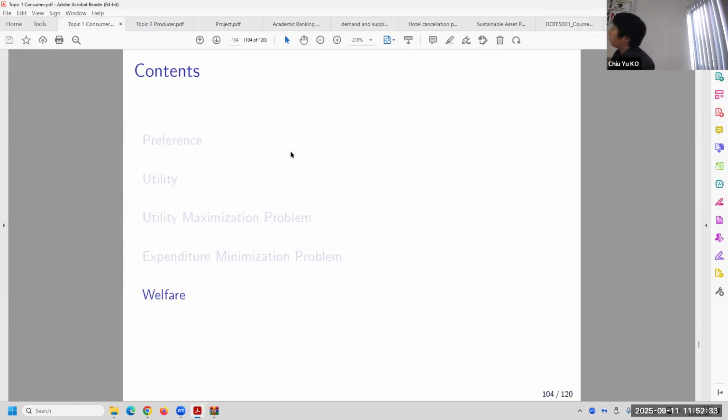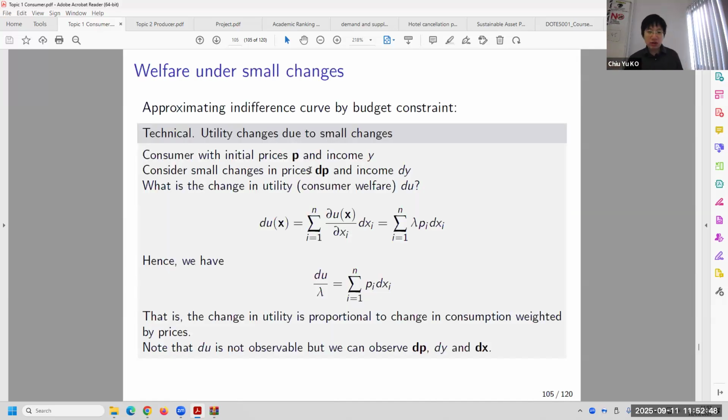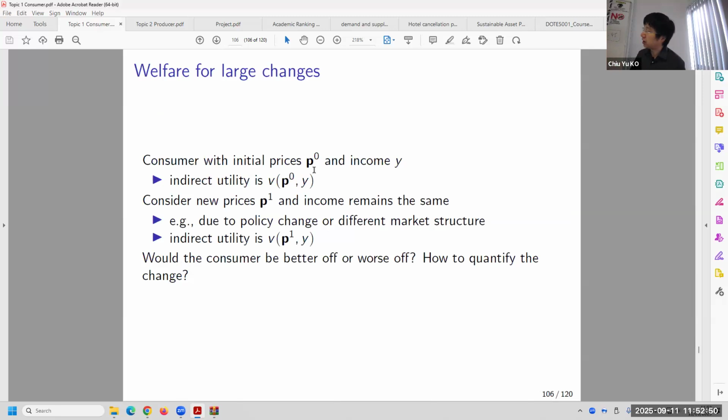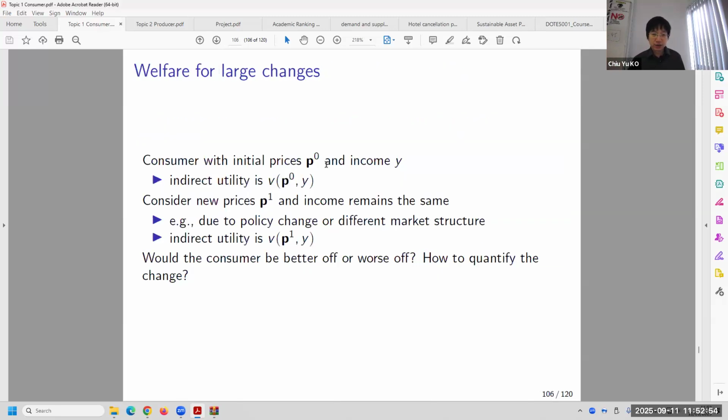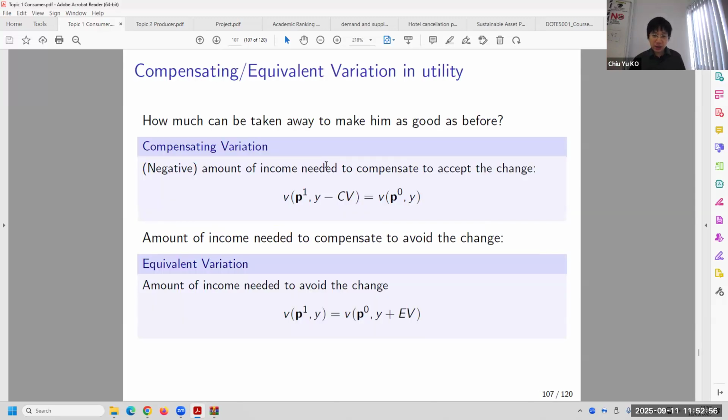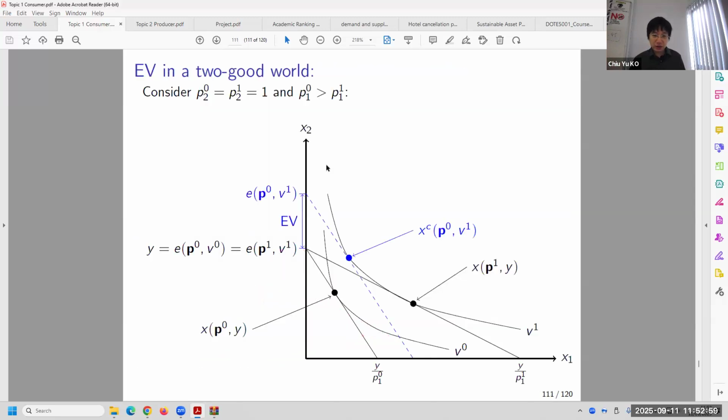So welfare, I don't want to spend too much time because this is just telling you why we care about the indirect utility function. I don't want to go into any details, but I just want to say one or two things, because I cut everything else out since I don't want to spend more time on it. So I want to mention one thing.